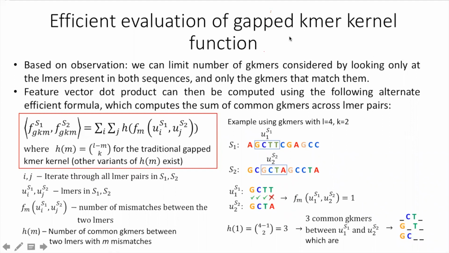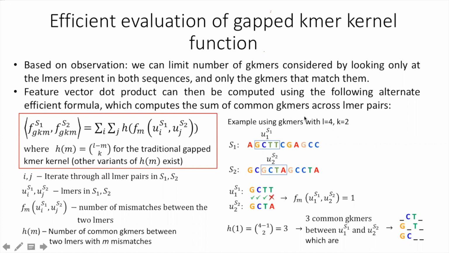Using this fact allows us to translate the dot product of two feature vectors into this alternate formula shown here, which says that the dot product is equivalent to performing a summation of common GK-mers across all pairs of Elmers in the two sequences. Using this alternate formula significantly reduces the complexity of the dot product calculation. The number of common GK-mers of a pair of Elmers is given by L minus M choose K, where M is the number of mismatched positions in the two Elmers.